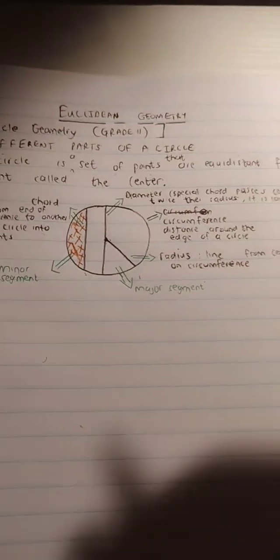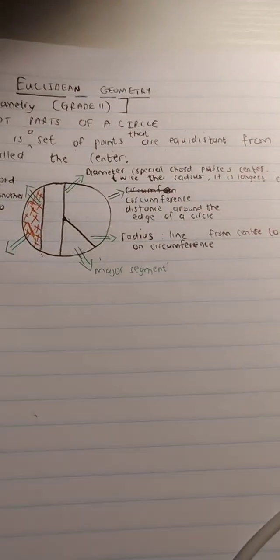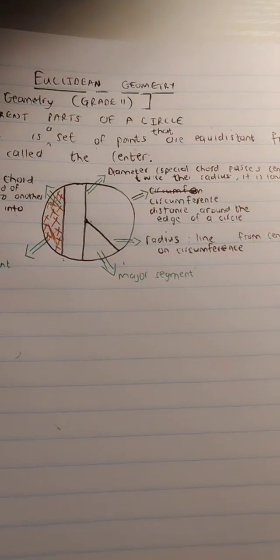Then let's continue. We also now have something that we refer to as a part of the circumference. Let's say we had A here and we had B there.